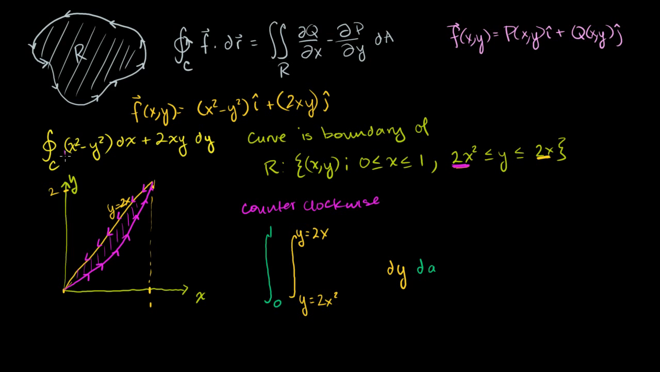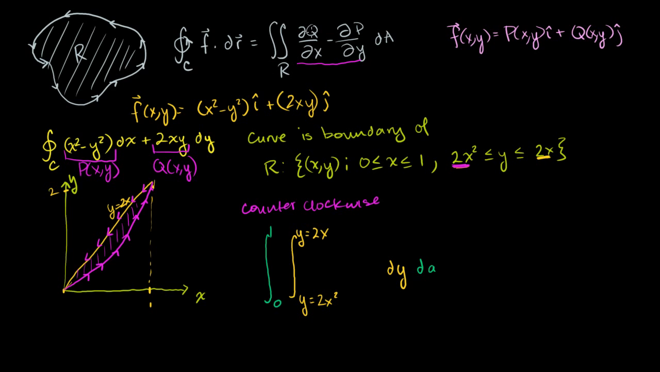So this expression right here is our P of x,y. That is our P of x,y. And this expression right here is our Q of x,y. So inside of here, we're just going to apply Green's theorem straight up.